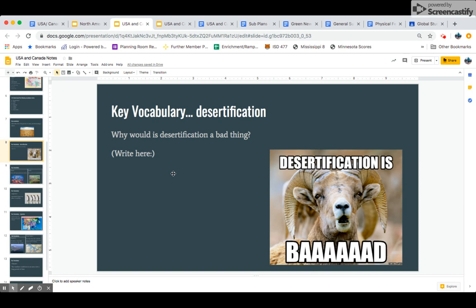Next, why is desertification a bad thing? Write your answers in there.